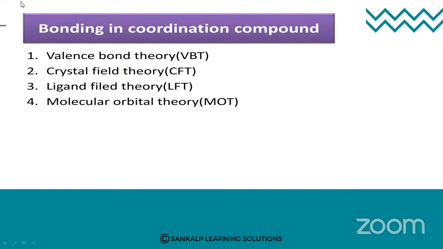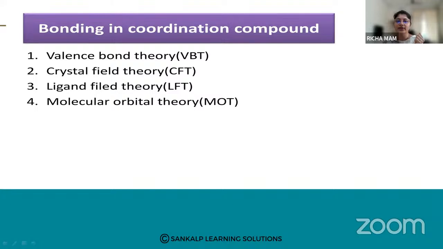Fine. So today we are going to start a new topic, that is bonding in coordination compounds. What do you mean by bonding? Bonding means how the metal and the ligand are bound. We know that in the center a metal is present, and around it, depending upon the number of ligands, it forms its structure.